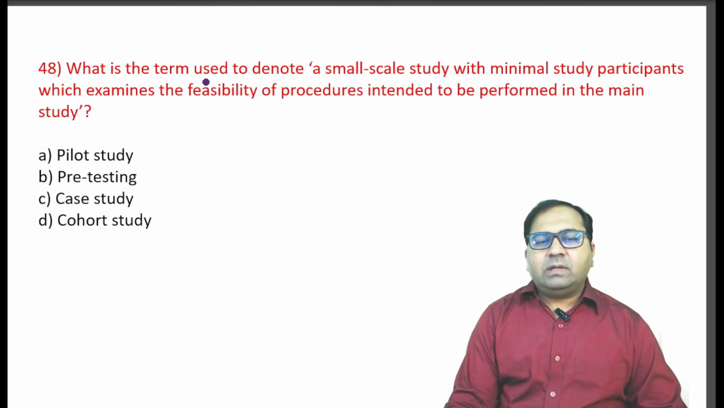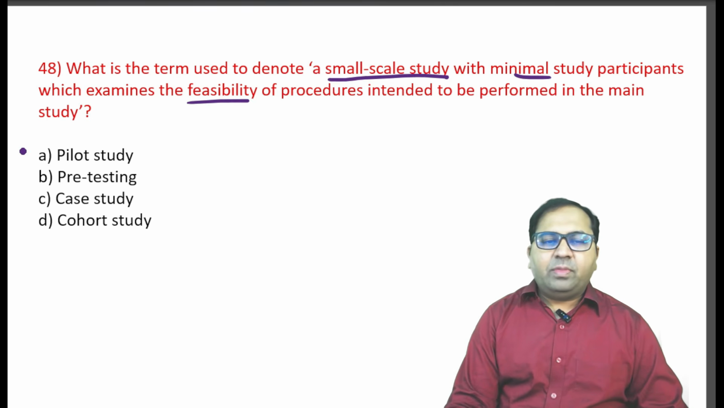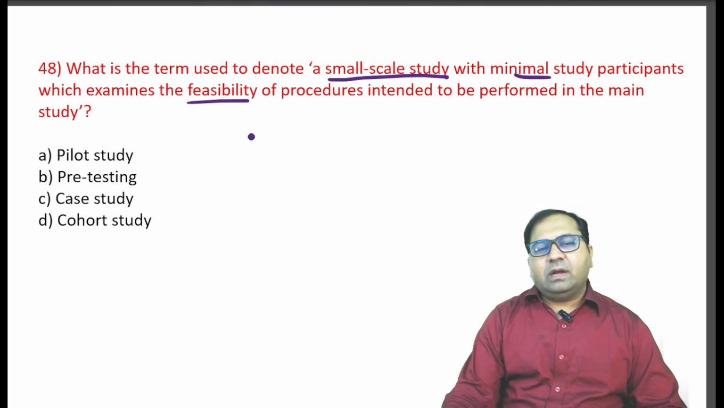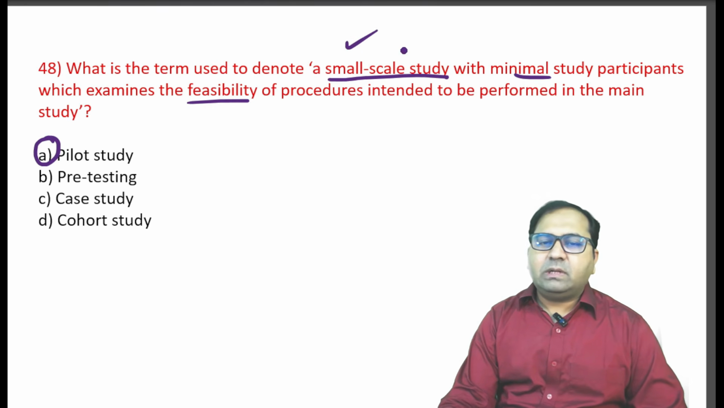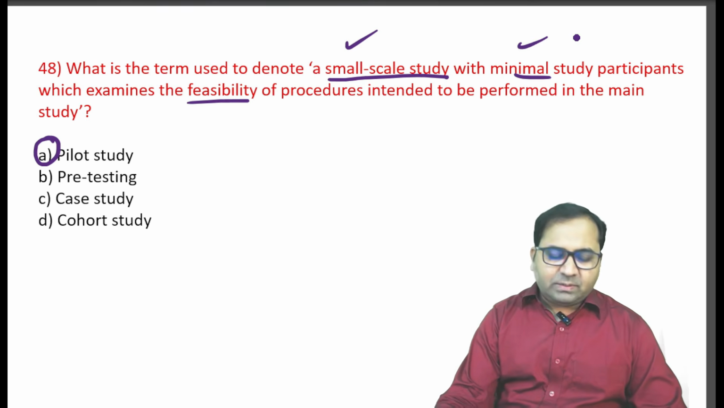Next question. What is the term used to denote a small scale study with minimal study participants which examines the feasibility of the procedures intended to be performed in the main study? The options are A. Pilot study, B. Pre-testing, C. Case study, or D. Cohort study. It is a very simple answer. The answer is A. Pilot study. So a pilot study is used to denote a small scale study with minimal study participants.